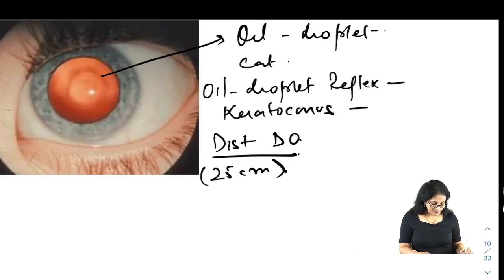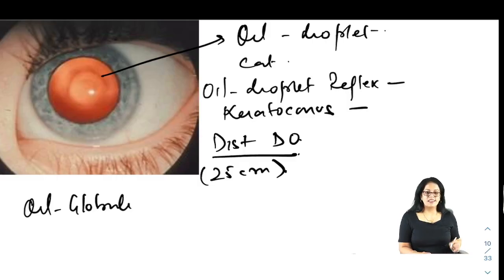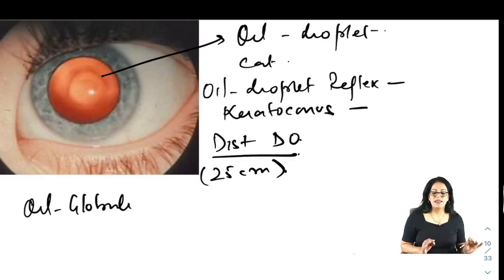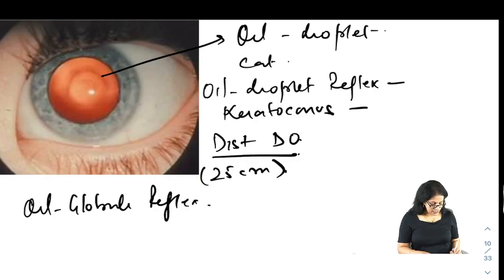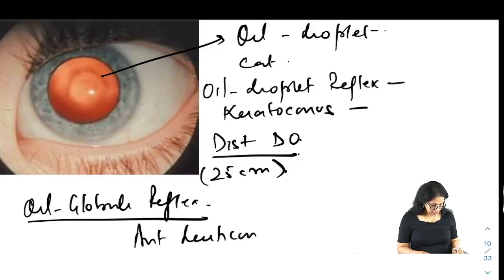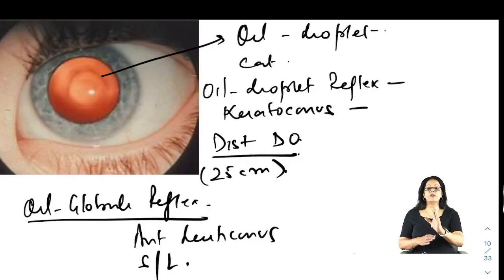What is the other term? Oil globule reflex. So these are the three oils you should keep in mind all the time. Every time I discuss all the oils so that you can remember nicely. So oil droplet cataract, oil droplet reflex, and oil globule reflex. What is oil globule reflex? Oil globule reflex is seen in anterior lenticonus. Again, this is a slit lamp finding, when you look at the eye in retroillumination.